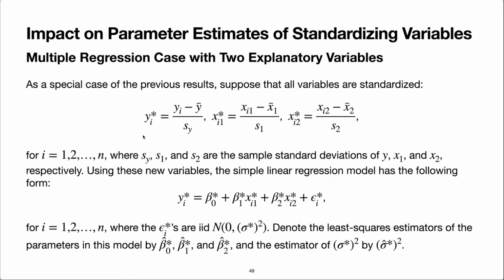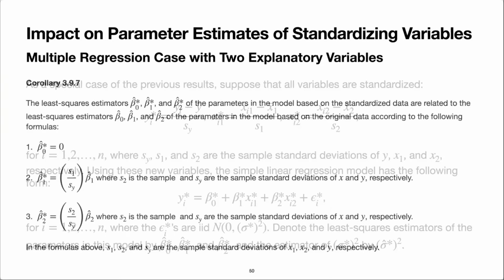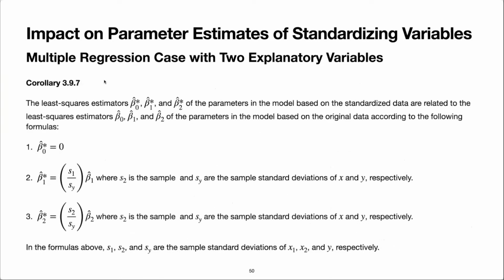So we have performed this standardization, and these are linear transformations. Again, this is a multiple regression model, not a simple linear regression model, and the goal is to come up with formulas for estimating the parameters in this model in terms of the parameters in the model for the unstandardized variables. And that's what we're going to do here in corollary 397.